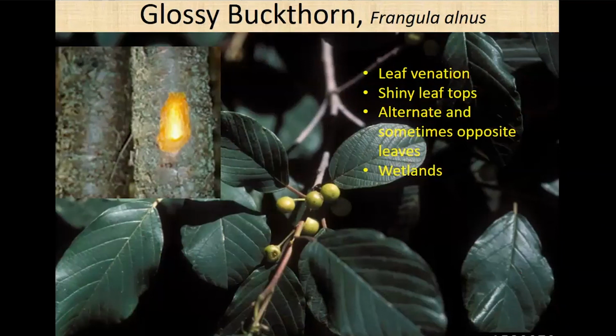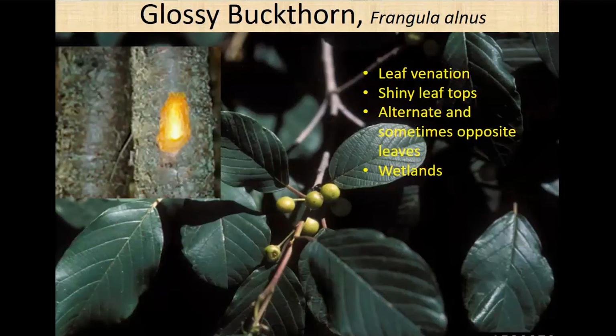Glossy buckthorn is a small tree, large shrub, mostly found in wetland areas, but it's a very significant invasive species in those areas because it has a tendency to shade out and outcompete many of the other native plants. It has a parallel leaf venation that reminds me to some extent of the leaf venation on dogwoods, shiny leaves, and an interesting alternate and sometimes opposite leaf arrangement. And so the leaves can be either alternately or oppositely arranged on the same twigs and plants. And as mentioned, is more typical of wetlands.